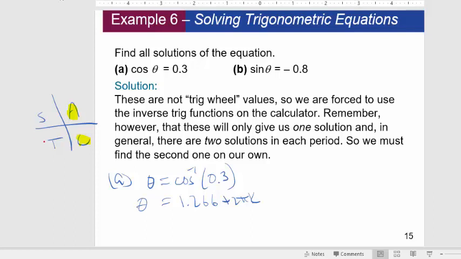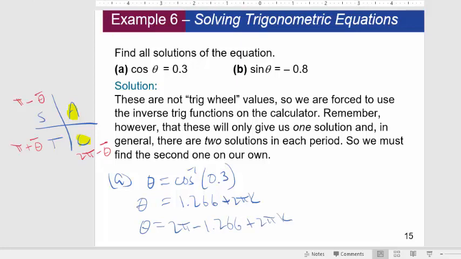But if we want the angle that corresponds to that in the fourth quadrant, then we have to go back to our rules. Remember how we had the different rules? If we knew what the reference angle was in the second quadrant, we would do pi minus the reference angle. If we were in the third quadrant, we would do pi plus the reference angle. And if we were in the fourth quadrant, we would do 2 pi minus the reference angle. So our solution in the fourth quadrant is actually going to be 2 pi minus 1.266 plus 2 pi k.